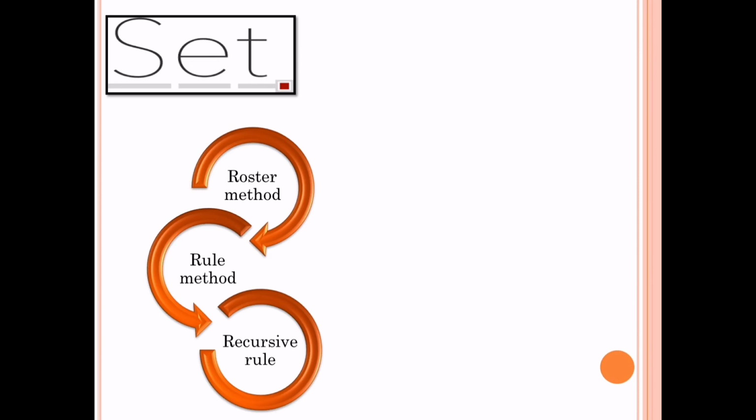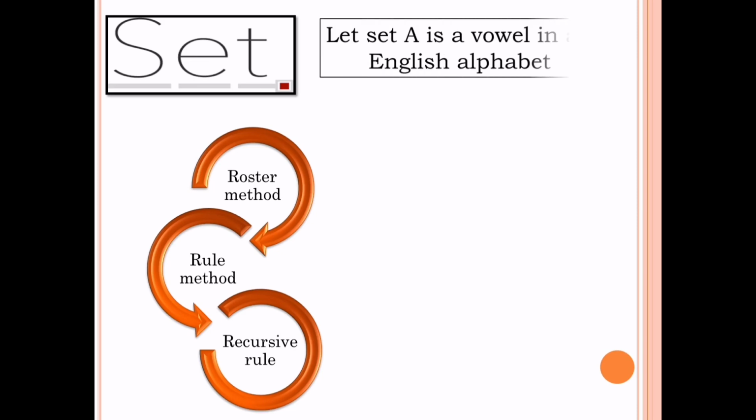Now let us have the specifications of a set. We have the roster method or listing notation. We have the rule method, predicate, or set builder notation. And the last is recursive. Now let us have this example. Let set A be the vowels in the English alphabet. We know that in the English alphabet, we have the vowels A, E, I, O, U.